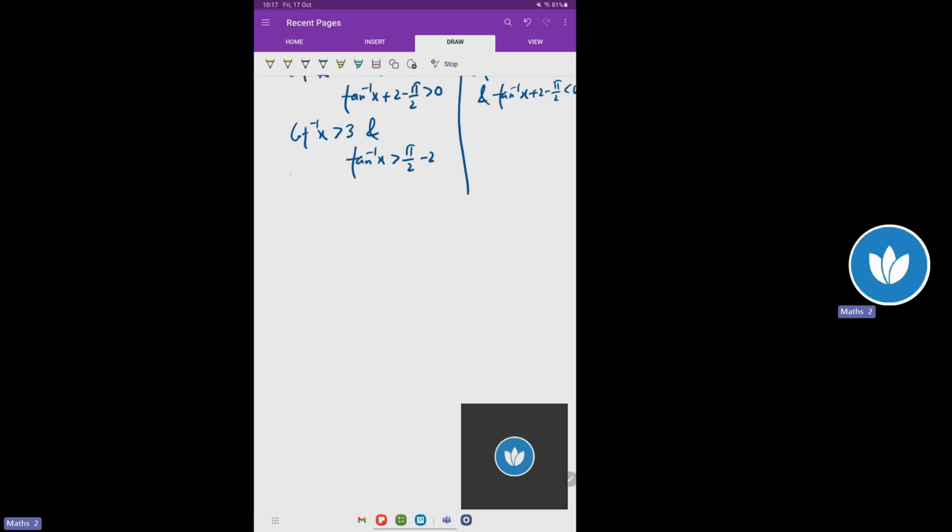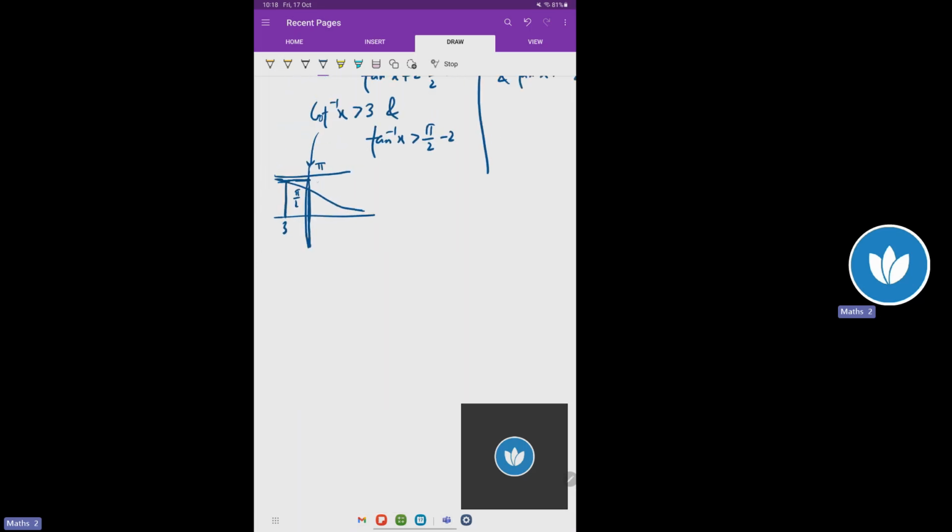Now you can see this from the graph also. Okay, if we take cot inverse x, do you remember the graph of cot inverse x? The graph is like this. So if cot inverse x is greater than 3, where 3 would be somewhere here, you can very easily observe when this will be 3, obviously at cot 3.